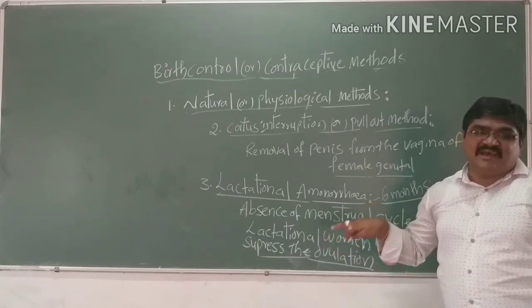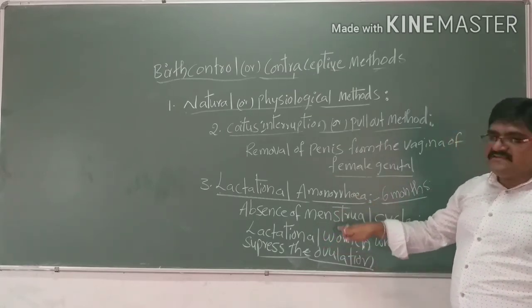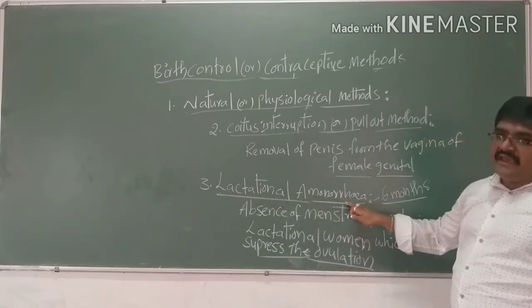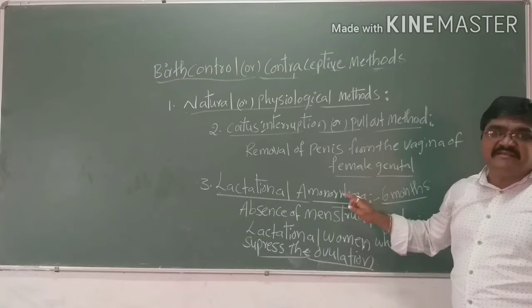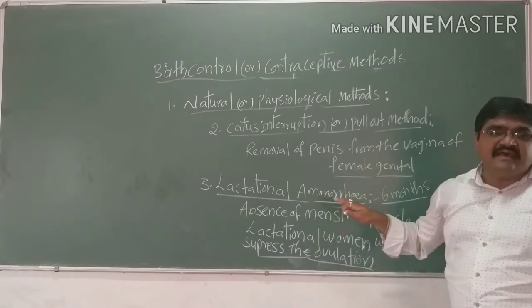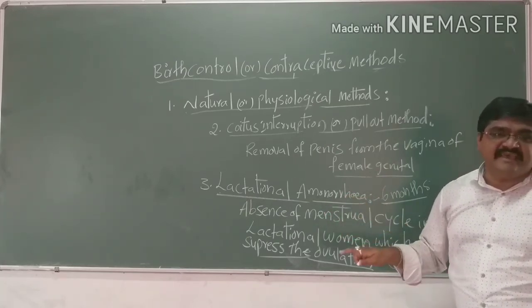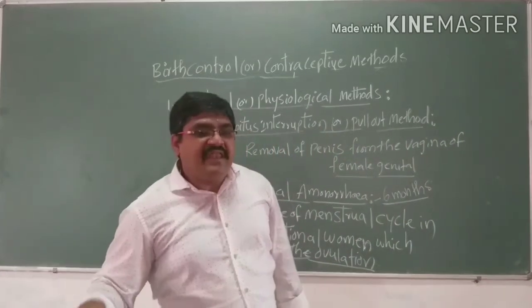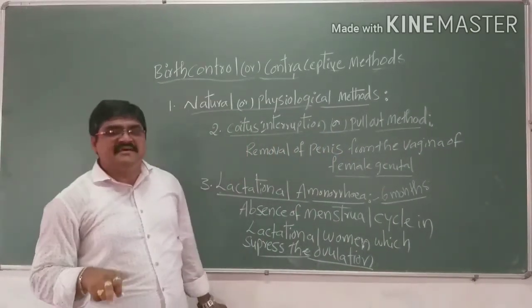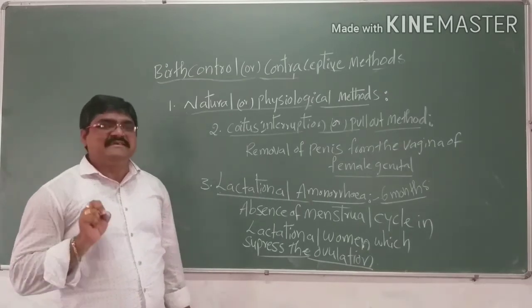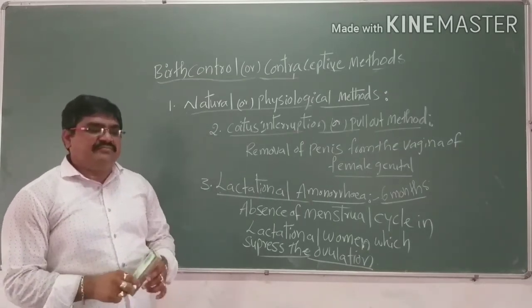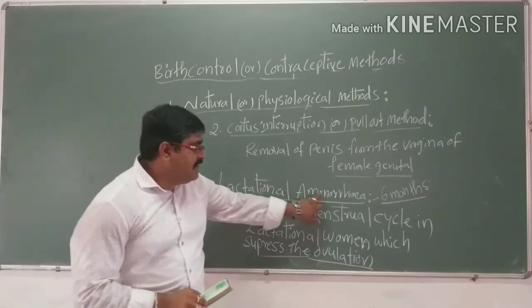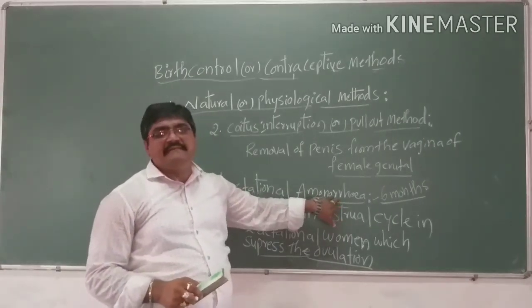So this condition we call lactational amenorrhoea. Menorrhoea means menstrual cycle, and a means absent: the absence of the menstrual cycle in lactational women up to 6 months, where the suppression of ovulation takes place. So we call this method lactational amenorrhoea.